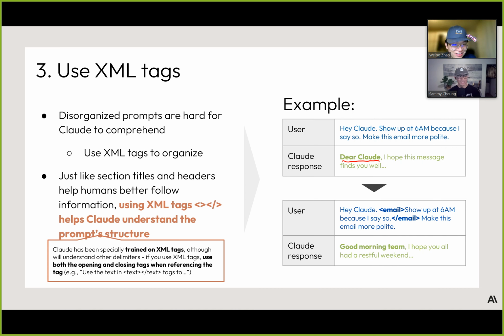So how do we improve? Clearly tell Claude: email text start, "Show up at 6 a.m. because I say so," then close the email content, and then say, make this email more polite. Now Claude gets a clear instruction. This is the content of the email, this is how I'm going to make it more polite, and you get the desired outcome.